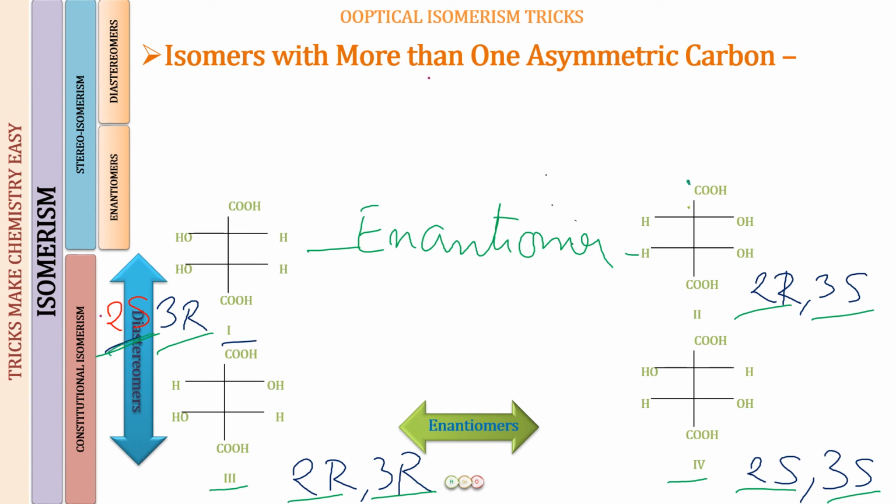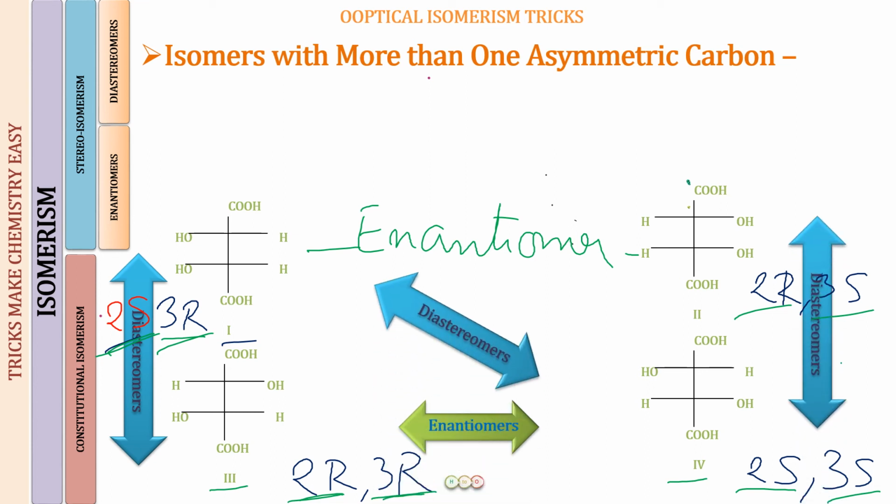One is a 2S, a 2R opposite, a 3R, 3R same. One same, one different is a diastereomer. Similarly, 2 and 4 is going to be diastereomers. 1 and 4 is going to be diastereomers, and 2 and 3 are also going to be diastereomers. One of the configurations at the chirality center is the same, the other is different.